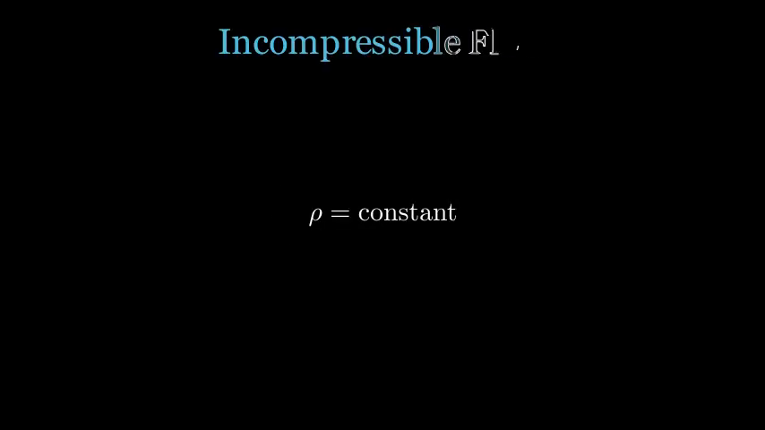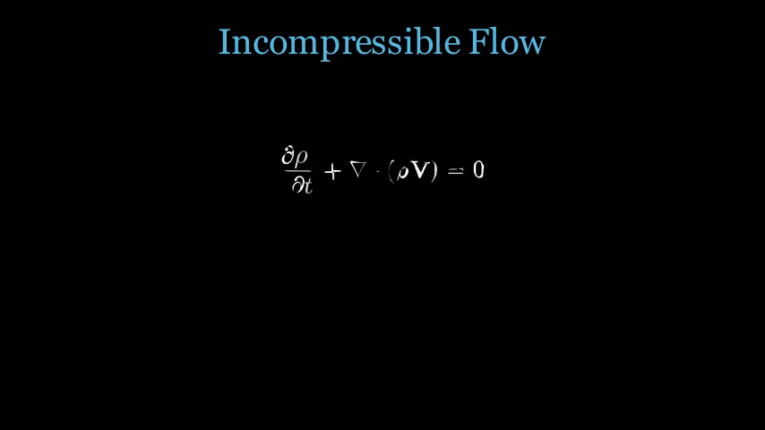Now, a very common simplification in fluid mechanics is incompressible flow. For an incompressible fluid, the density, rho, does not change. It remains constant, no matter what happens. If density rho is constant, two things happen. First, the rate of change of density over time becomes zero because a constant doesn't change.